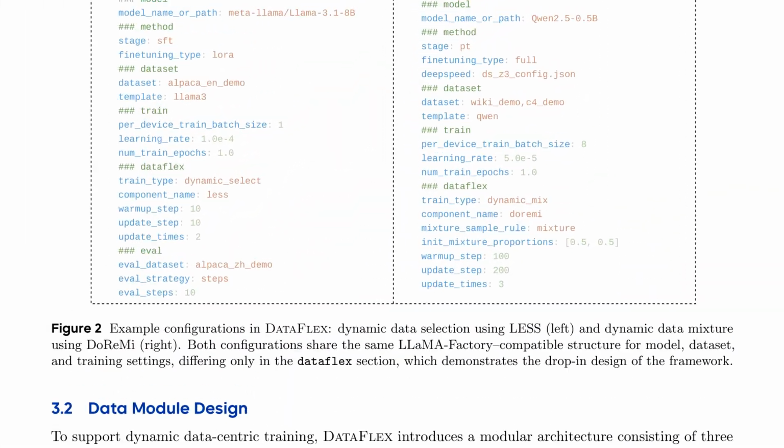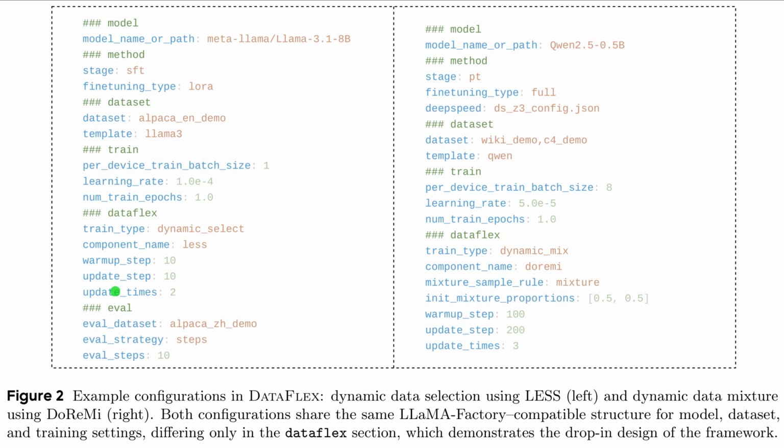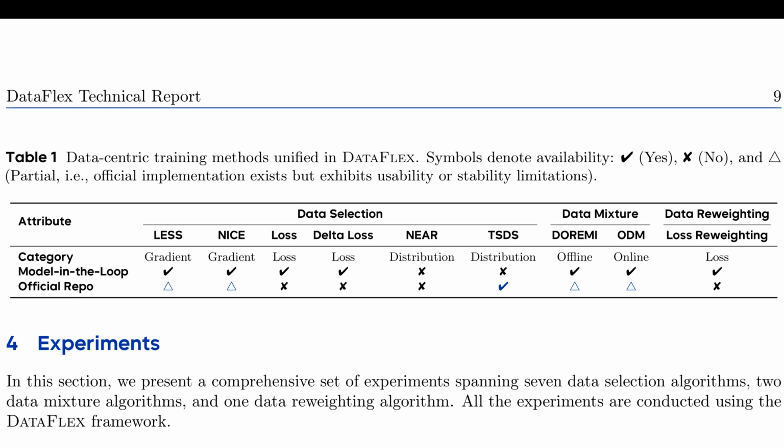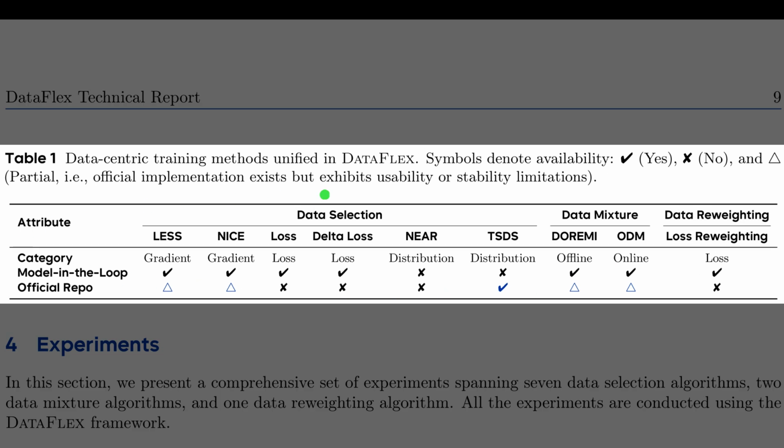So, following the architecture we just discussed, Figure 2 shows how simple it is to use DataFlex in practice. These example configuration files demonstrate that the setup reuses the standard LLaMA-Factory structure for defining the model and dataset. The left panel sets up dynamic data selection using the LESS algorithm. Meanwhile, the right panel configures dynamic data mixture with Do-Re-Mi. The key takeaway here is the drop-in design. Users only need to append a short DataFlex section to specify the strategy, without altering the core model or optimizer settings.